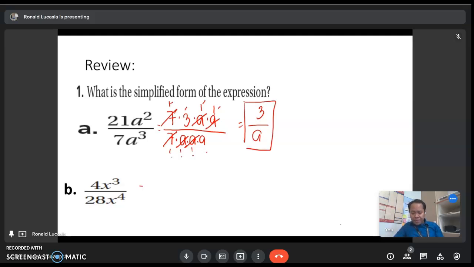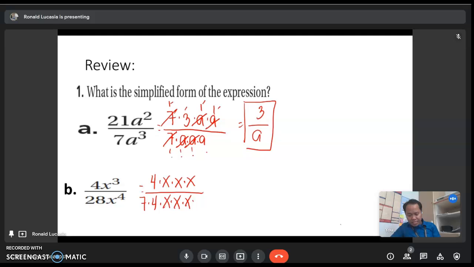For letter B, I can factor this one as 4 times x times x. The denominator is 7 times 4, that's 28, times x times x times x. So this is 1, 1, 1, 1. The numerator is 1 times 1 times 1 times 1, that's 1. The denominator is 7 times 1 times 1 times 1 times x, that's 7 over x.